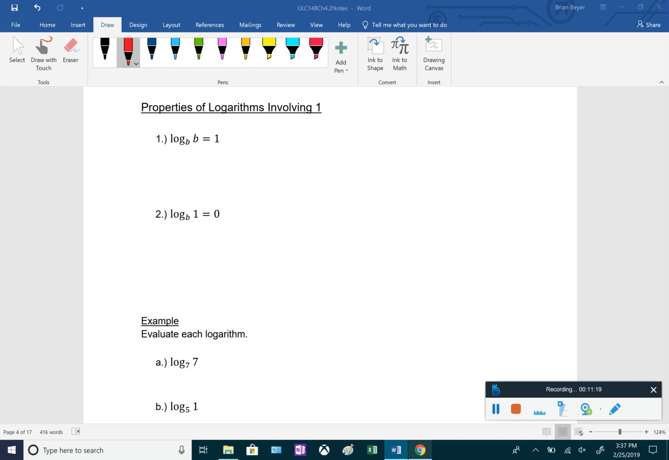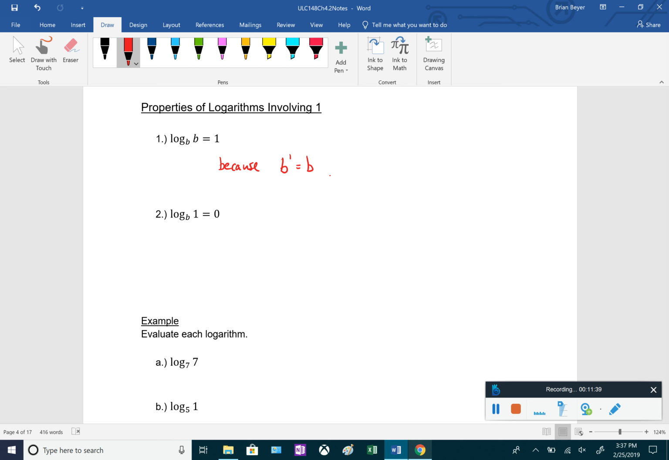So converting this into exponential form, if we put this into exponential form, this would be b to the first power equals b, which we obviously know is true, right? Because b to the first power is just b. So that hopefully makes more sense in exponential form.